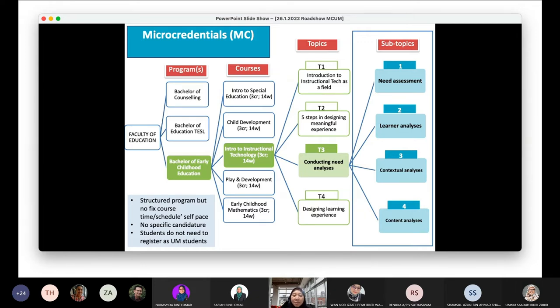And there is no specific candidature time. For example, right now, if you want to graduate with a Bachelor of Education, you have to complete it within 3 years, for example. But in microcredential, the time is not an issue. And students do not need to register as UM students. They are not UM students.